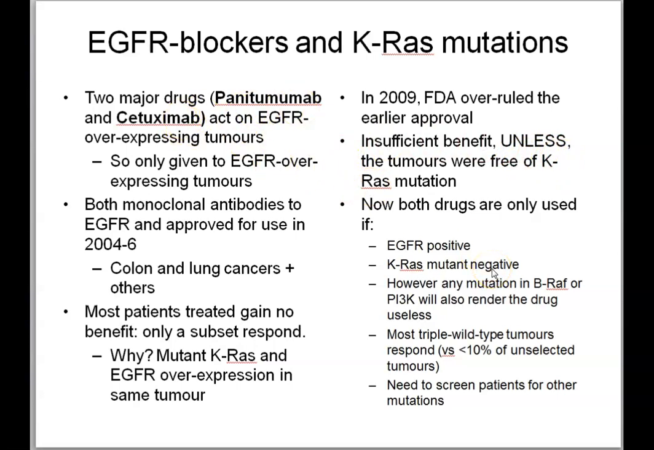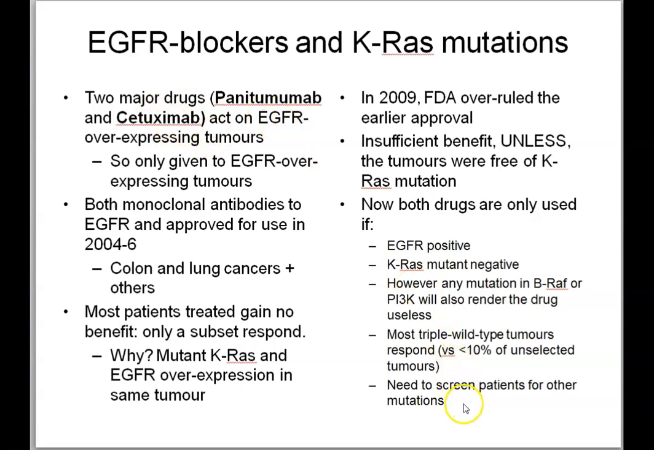So now the current regime is to check that the cancers are EGFR positive, check that the K-Ras mutant negative, but also check that the BRAF and PI3 kinase is negative as well. So the situation now is if the EGFR positive and what we now call triple negative for K-Ras, BRAF and PI3 kinase, we find that most of these cancers respond to cetuximab, whereas previously less than 10% of cancers that are EGFR positive would respond to cetuximab, and this was all down to these downstream mutations preventing the blockade of EGFR being effective.